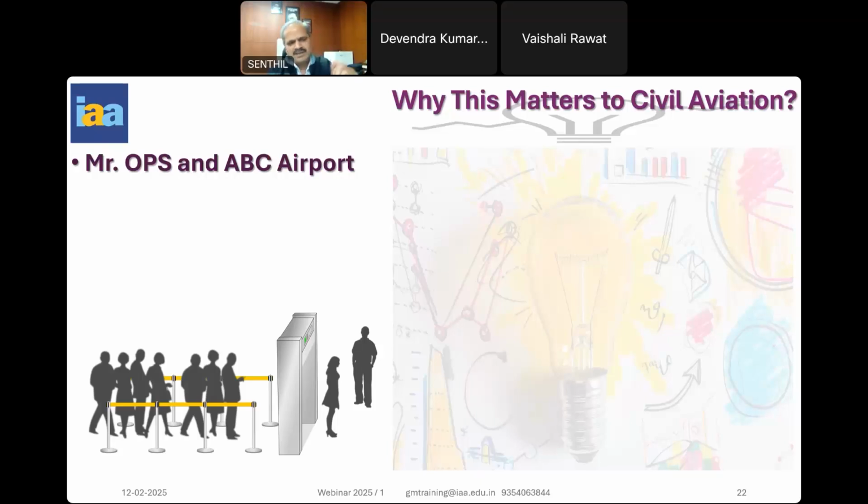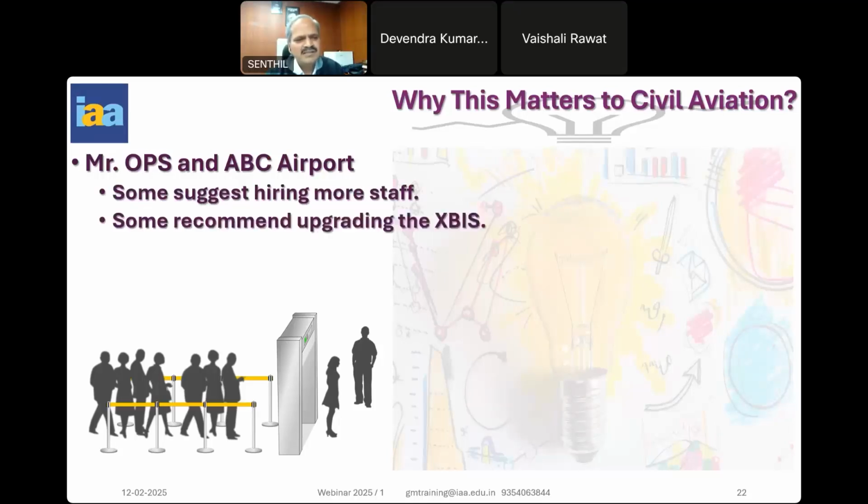So what did this Mr. Ops do after the suggestions he received? Somebody suggested hiring more staff. Somebody suggested upgrading the existing system. Somebody told him he should make the boarding rules stricter. See, with these suggestions, hiring more staff may not be economical for the management. Upgrading the XBs also, management may not like because they invested a lot of money. It has a service life they have to meet, otherwise they will get into loss.